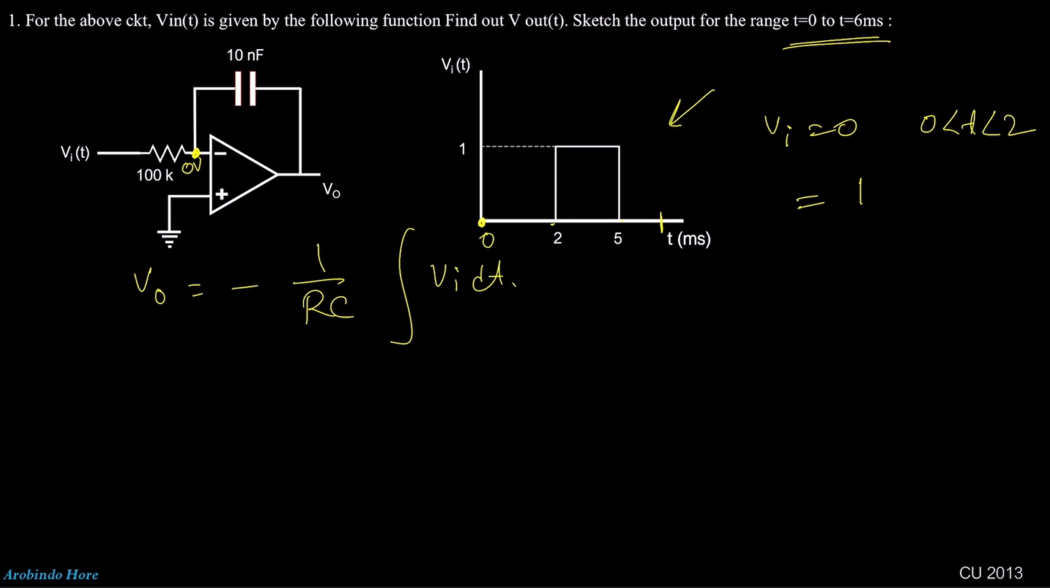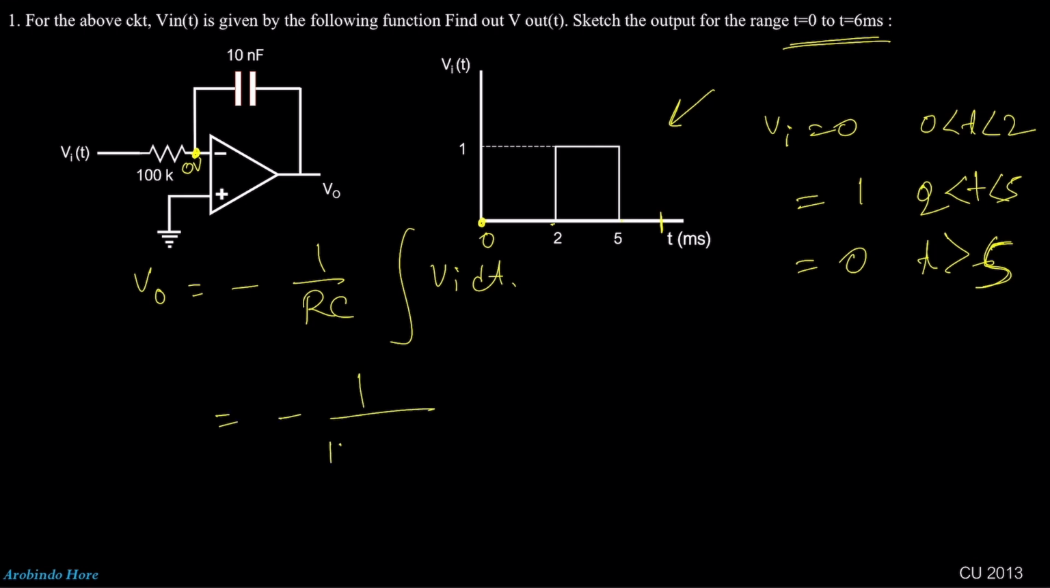Vi is equal to 1 when t is 2 to 5, and Vi equal to 0 when t is greater than 5. Right? Now you can see here, first we need to input the resistance. We need to put the value of resistance.